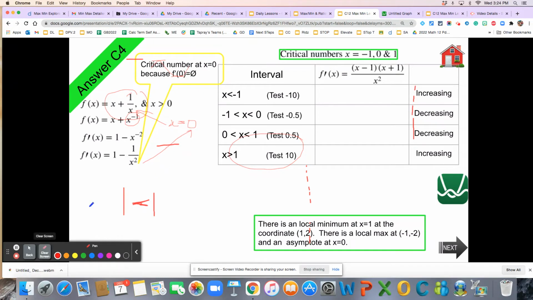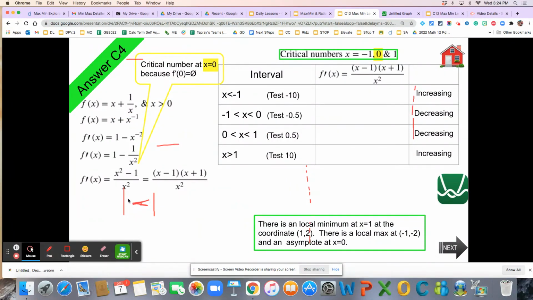Okay, so we know that there's going to be a critical number at 0, and we're going to try to find the other ones. At this stage, we are going to set this equal to 0, which is what I've done right here. You don't have to do this, but I wanted to make a common denominator here. You can decide. Other people would have done this.